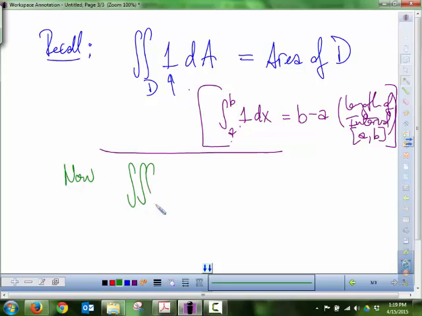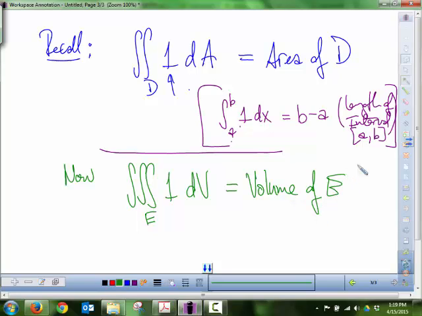a triple integral, and if your integrand is just 1, then this must be the volume of your solid, whatever that solid is that you're talking about. Think about it as a density function of 1. At each point, it's constant.